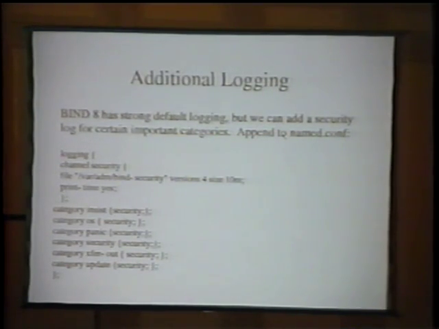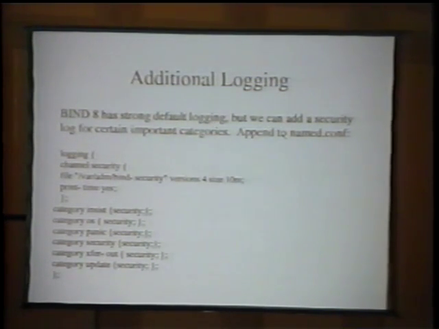This just creates one log file called security and puts in the 6 different channels and the 6 different categories that are the most important to be monitoring for security. If you get one of these, it's often something that's going wrong. Insist, as an example, is internal consistency.